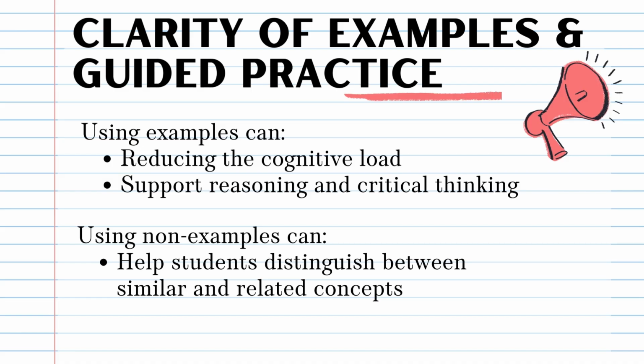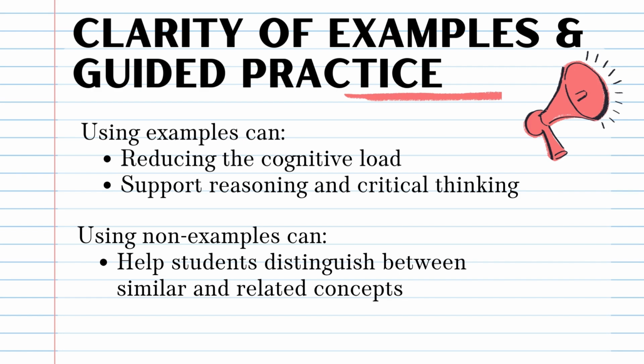Using examples helps to reduce the cognitive load for our students. It helps to show our students exactly what it is that we are asking them to do. It takes the guessing out of it. Students don't have to try to figure out if they're doing the right thing. They don't have to try to guess if this is what you're asking. If we can provide examples for students, that will help support our students' reasoning and critical thinking so that they can apply their learning.